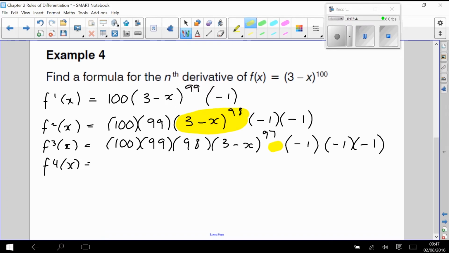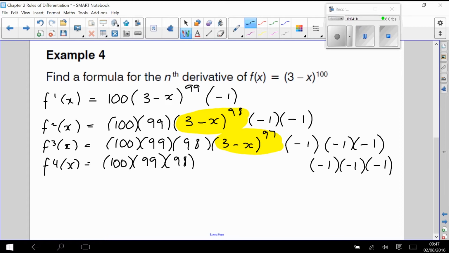Highlighting the part that's essential again, which is the part with my variable, and the variable is the variable x, I write down all the other constant coefficients. 100 times by 99 times by 98. At the back, I had minus 1 times by minus 1 times by minus 1. Now working with the part highlighted in yellow. The derivative is going to be 97 times by 3 minus x to the 96, and then times by minus 1.